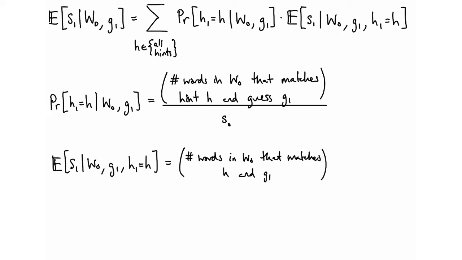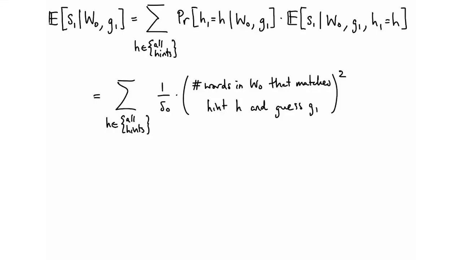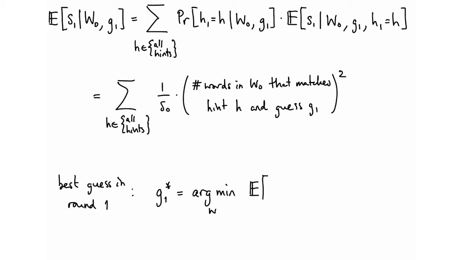And so now we have these two quantities that we're looking for, and we can just plug them back in. Then we can rewrite the summation simply as the summation over all the possible hints for 1 over S0 times the number of words that match that particular hint and also match the guess that we made, squared. And obviously for our solver, what we're trying to do is find which guess G1 will make this quantity as small as possible.